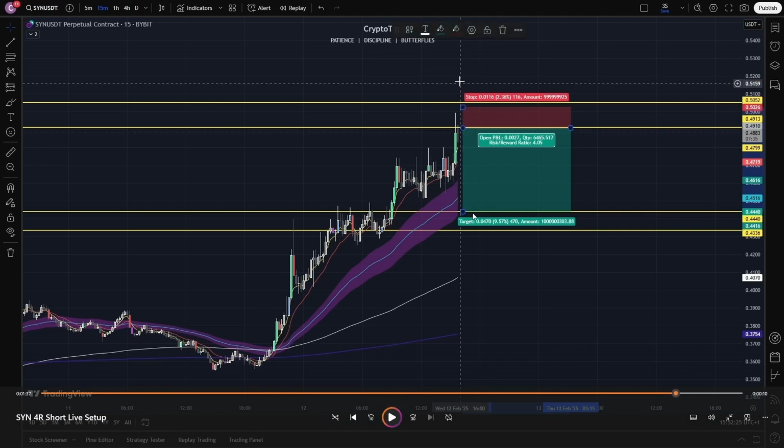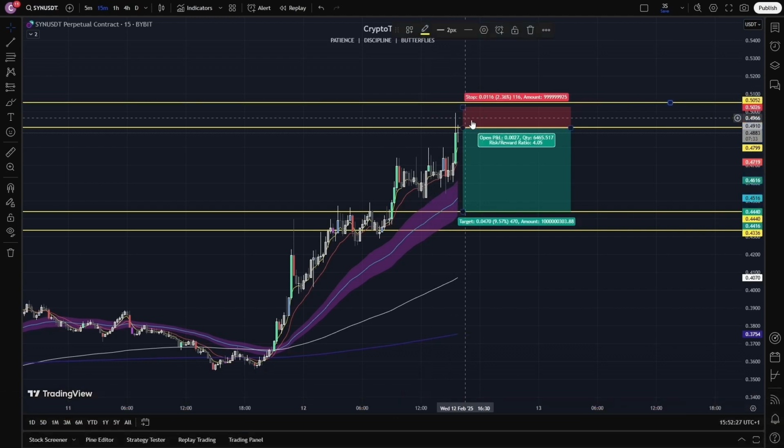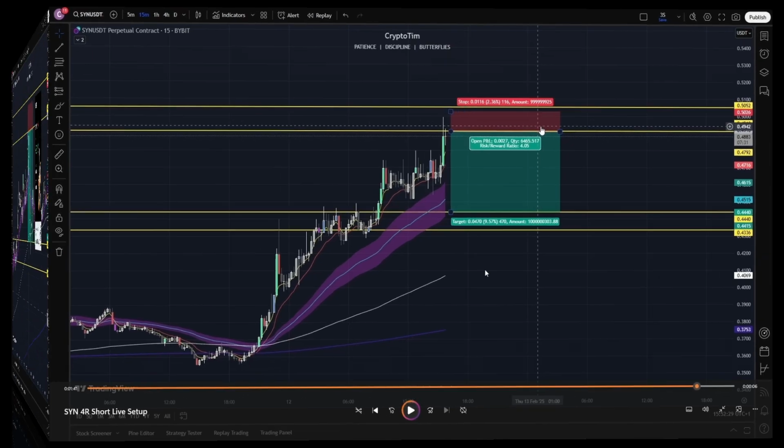So I decided to go for a 4R setup. That would be more worth the risk compared to the 2.8 setup we had before, or 2.5. And that's pretty much everything to this scalping setup. So just looking for vector candles, seeing the liquidity sweep, and having my fib retracement. There's nothing more to it.